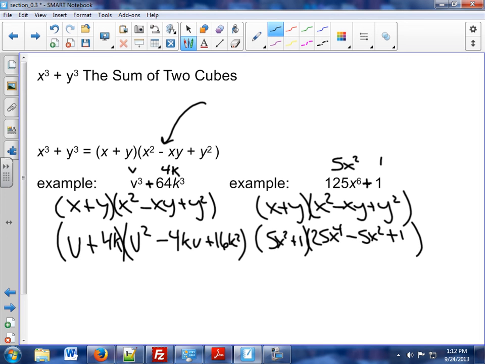And now don't try to factor this further. I've had students in the past try to factor this farther. It's not going to work very well. Okay. So there you go.